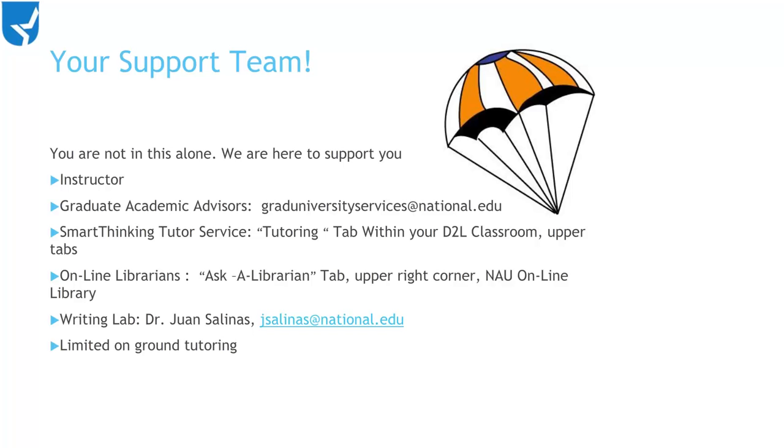Smart Thinking is an online tutoring service that's available in the D2L classroom. It is not going to be effective in all classes, but it is good for things like if you need help with proofreading and with your writing skills. The librarians are available to help you with research, and you can use the Ask a Librarian function in the NAU library. Also, we have Dr. Salinas, who is available in the writing lab, and he does have office hours, and he's also available by appointment.